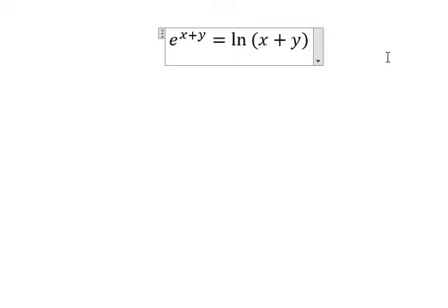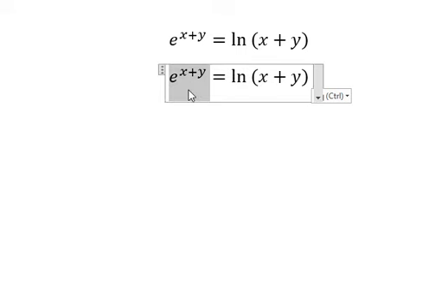Hello everybody. So today I will talk about calculus. The topic today is about implicit differentiation. So now I will show you how to answer.